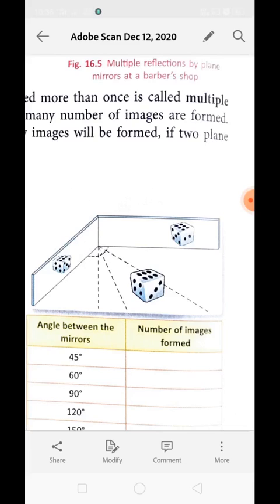Now take an A4 size sheet to keep under the mirror. Now turn by turn keep the strips of mirror open at one angle at a time, and then place the dice in between them, and then count the number of images formed by this dice. You can even replace this dice with a candle. Just see what happens when we place a candle in between them.